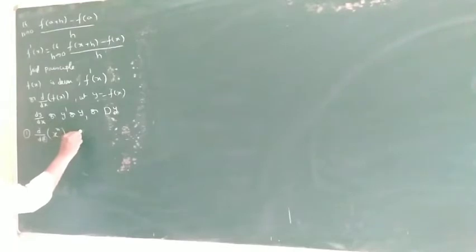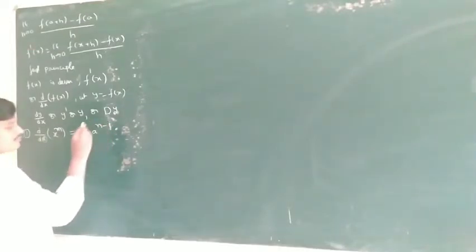Now some formulas. What is the first formula? d by dx means derivative with respect to x. D by dx of x power n is n into x power n minus 1. This is the fundamental formula: the derivative of x power n is equal to n into x power n minus 1.